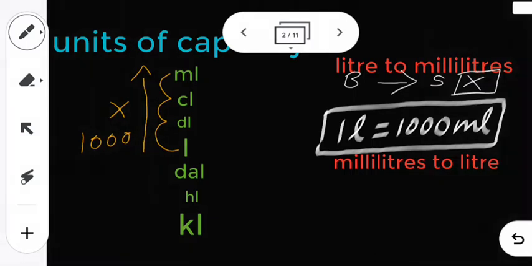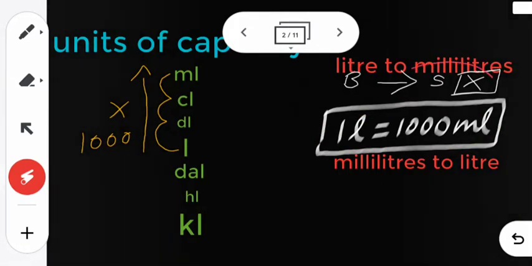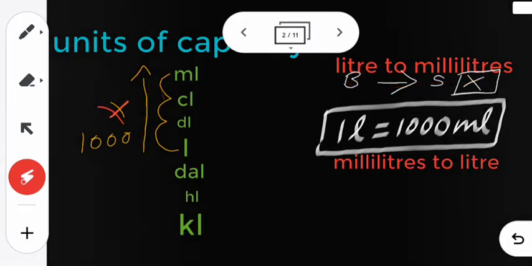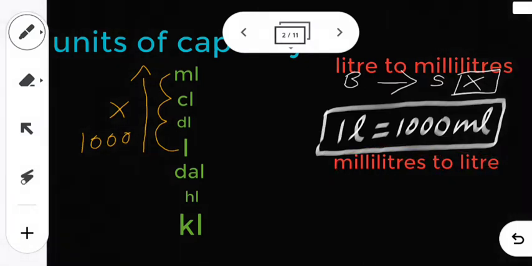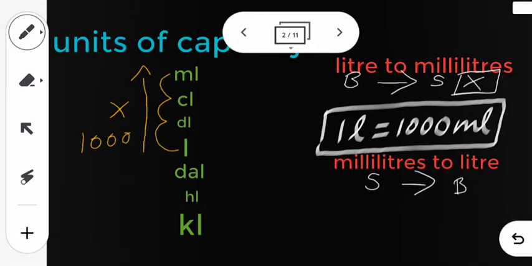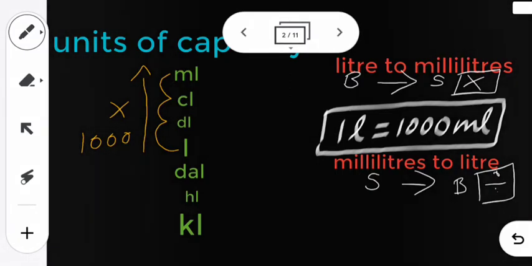Okay, now the next one. So you remember the formula. This is the formula, and whether to multiply or divide, you can directly find this way also, big to small, so you are multiplying. Otherwise you see we are going upward, means you have to multiply. Next one, we have milliliter to liter. You have to convert the milliliter to liter. Here milliliter is small, liter is big. So when you convert small to big, what you have to do? Just opposite. Here you have to do the division.